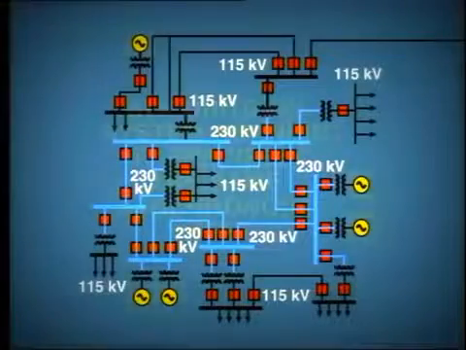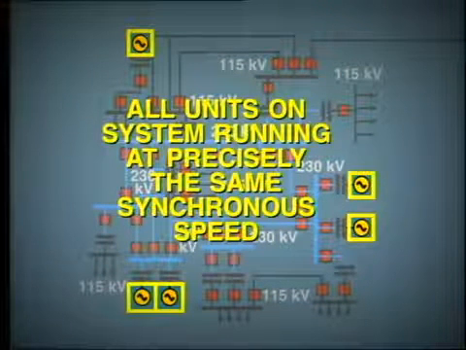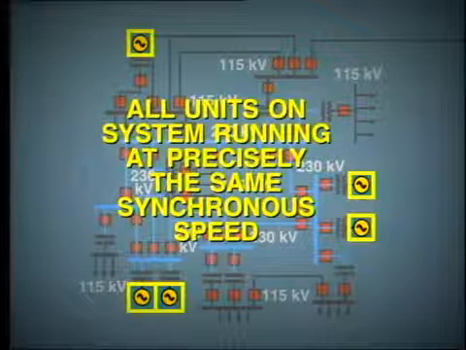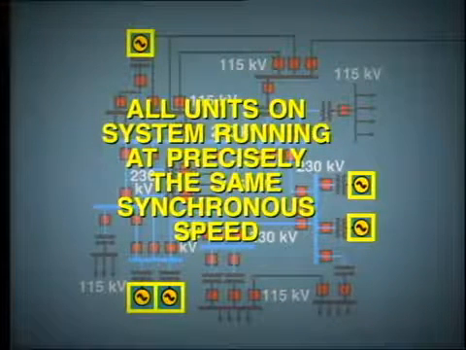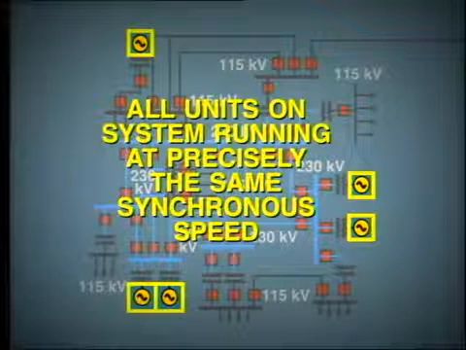Remember, the lower the percentage droop, the more sensitive is the governor, and oversensitivity can cause unstable operation and hunting of the unit. Now remember, all of the units which are connected to the power system are running at precisely the same synchronous speed. This is obvious because they are synchronized together, and the frequency is precisely the same at all points of the system.